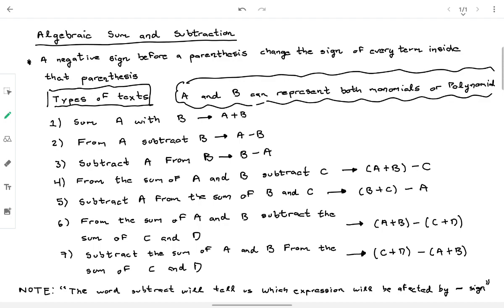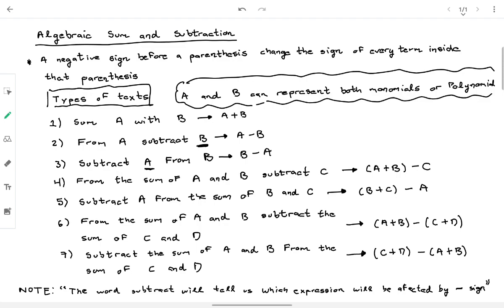If it says from A subtract B, that will mean that it will be A minus B. We can change the order. If we say something like subtract A from B, that will be B minus A. So we need to be aware that wherever it says subtract, that will mean that a specific one is the one that will be a negative one. In number 2 and number 3, after the word subtract, that will be the one that is going to be the negative one.